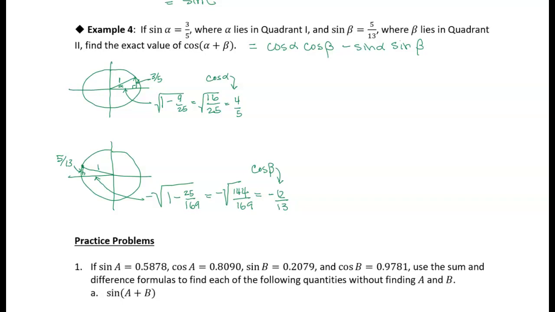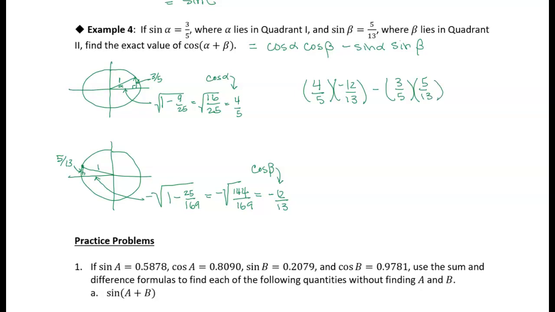All right, so now that we have cosine of alpha and cosine beta, we were given sines for alpha and beta. Now we just need to plug it into the formula here. Cosine of alpha is 4/5. Cosine of beta is negative 12/13, minus sine of alpha, which is 3/5. That's what we were given. And the sine of beta is 5/13.